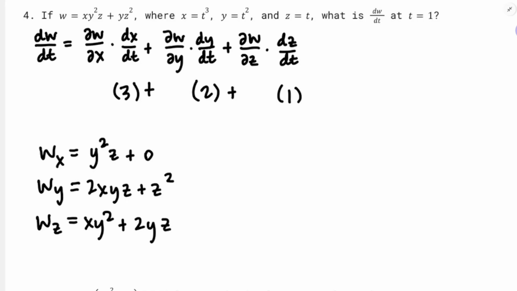All right, at t equals 1, x, y, and z are all equaling 1. So look at this formula and think of x, y, and z as all a bunch of 1s. I'm going to have 1 plus 0 equaling 1, 2 plus 1 equaling 3, and 1 plus 2 also equaling 3. So wx equals 1, wy equals 3, and wz also equals 3. And then I'm going to have 3 plus 6 is 9, plus 3 more is going to be 12.